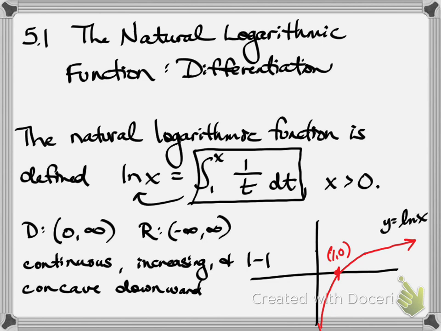The range is negative infinity to infinity. It's continuous, it's increasing, and it's 1 to 1. 1 to 1 just means it passes the horizontal line test, so it has an inverse. And it's concave downward. So this is just a little review of natural log.